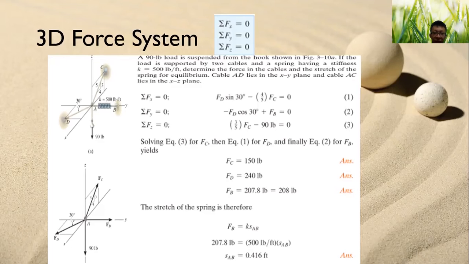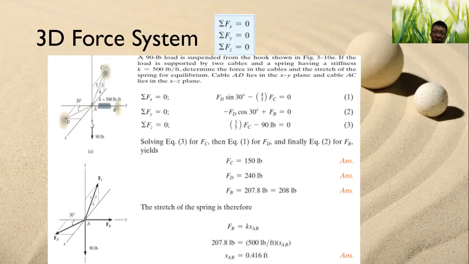You must be curious why Fb is not included in the Fx equation, right? Since Fb is not related to the x-axis, Fb shouldn't be involved in the Fx. So Fy is only negative Fd cos 30 plus Fb, since point B lies on the Y-axis. And for Fz it is 3/5 Fc, since point B lies on the Y-axis, so it has nothing to do with the Z axis.